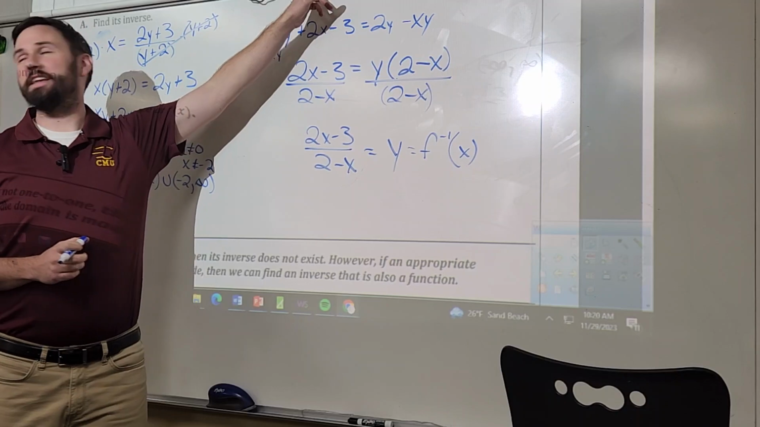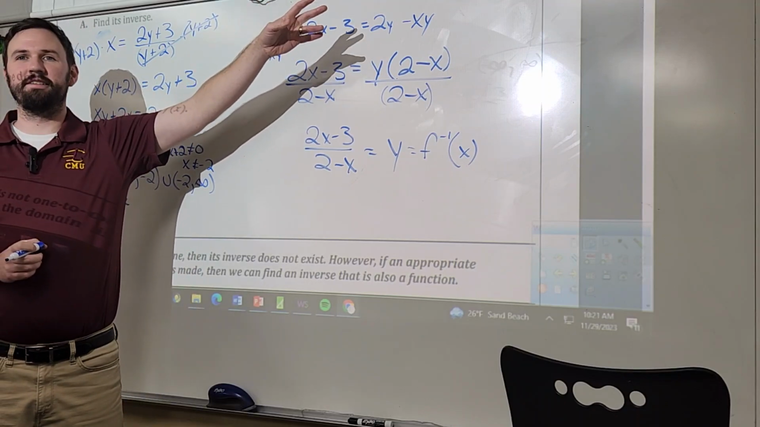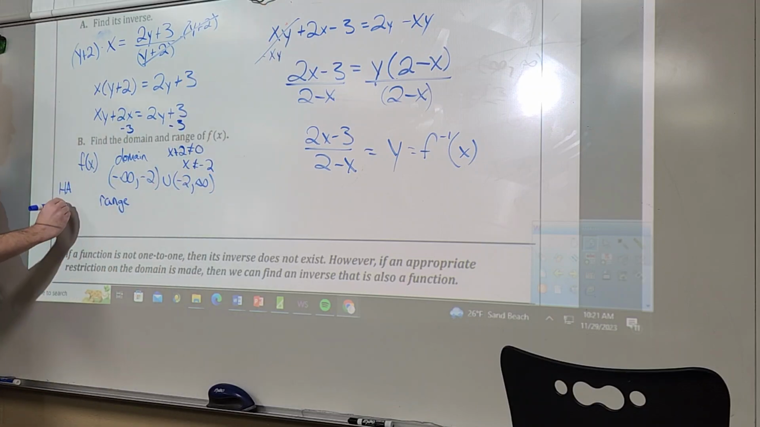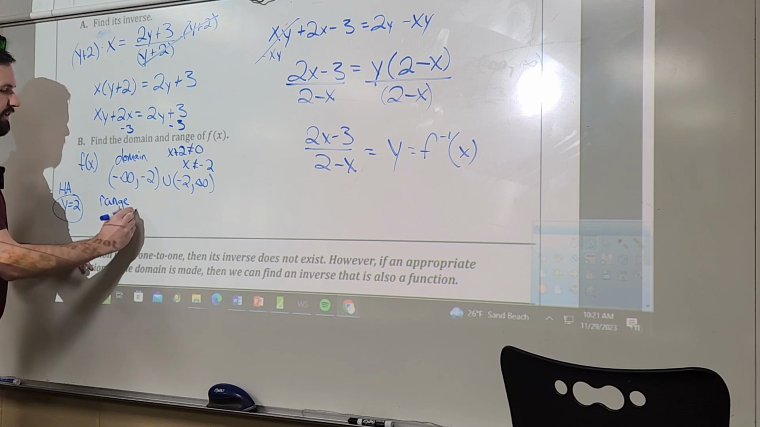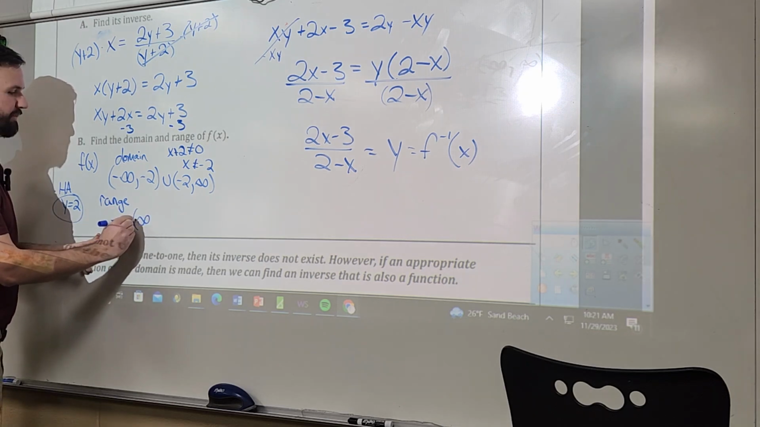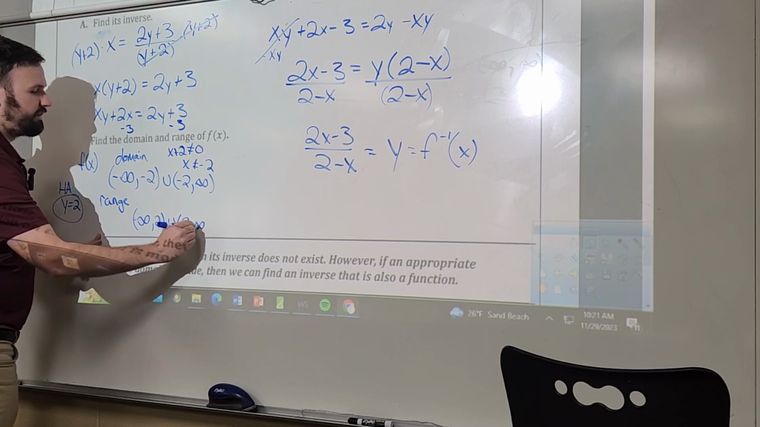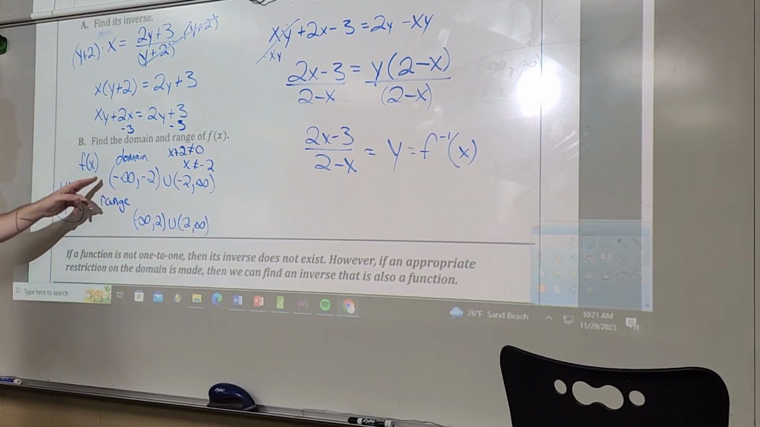What's my biggest power on top and bottom? Are they the same or different? Same. So what's 2 divided by 1? 2. So my horizontal asymptote is y equals 2. So that means if I were to graph this, what happens at y equals 2? I jump over it, right? So my range would be from negative infinity to 2, and 2 to infinity. Now, could I find my domain and range using my inverse?